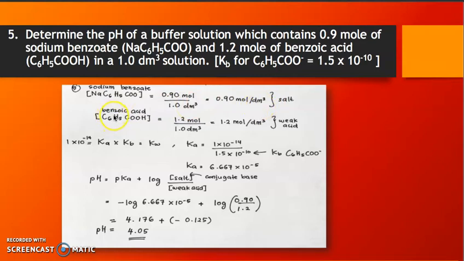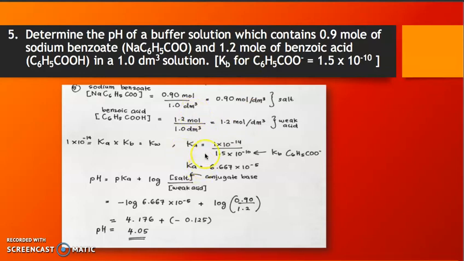And this is the benzoic acid. The concentration is equal to the 1.2 mole divided by volume, and you get 1.2 mole per cubic decimeter. This is the concentration of weak acid, and you know this is an acidic buffer.